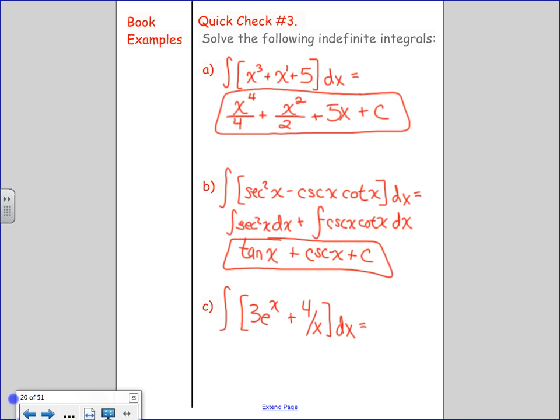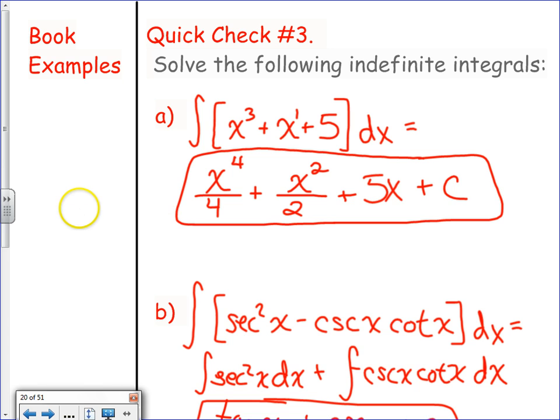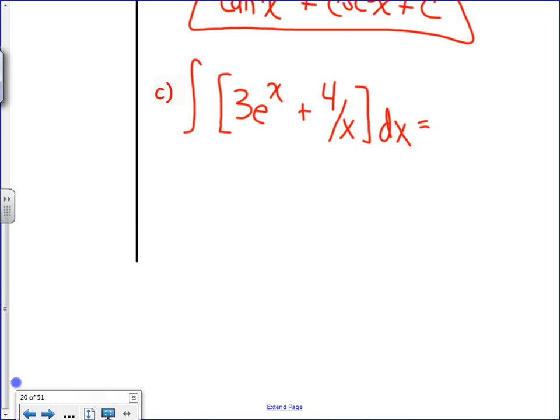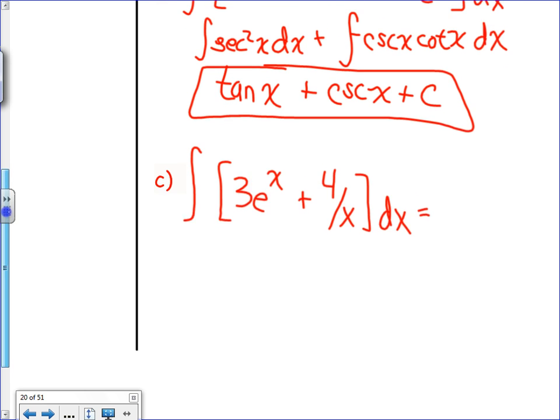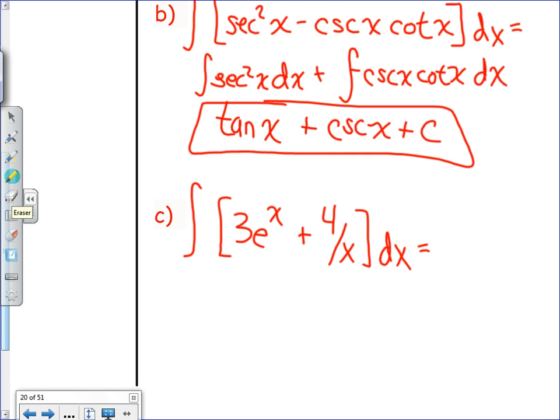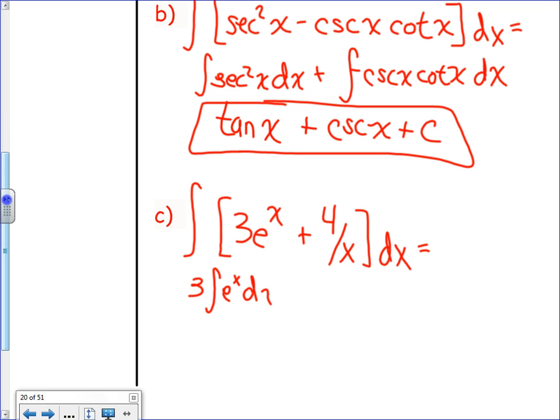Last one. I haven't given you any rules about part C, and yet I expect you to be able to do it. Why? Because you're asking yourself the question, who has a derivative of e to the x, and who has a derivative of 1 over x. We've already answered 1 to help you out. Who has a derivative of e to the x? Got it. Who has a derivative of 1 over x?